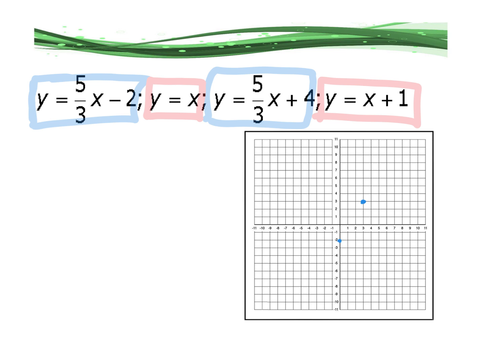I'm going to draw a few more points just to kind of get the hang of where I'm supposed to be.